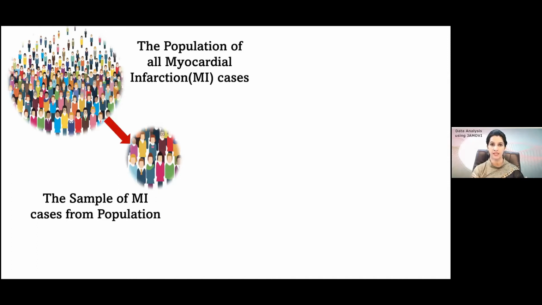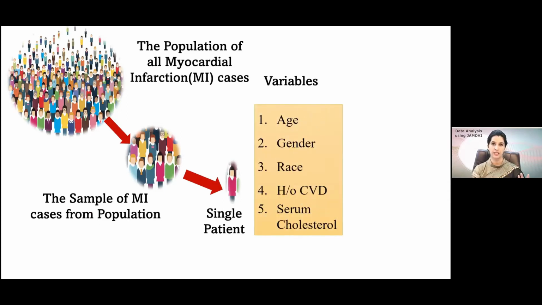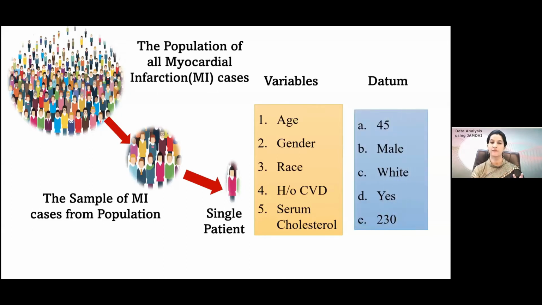Out of those samples, if I'm talking of a single patient, then this patient has these variables: there will be some age of this person, he or she will be of some gender, a particular race, there might be some history of cardiovascular disease present or absent, and there will be some value of serum cholesterol. So out of that population, I have taken out a sample. And if we talk about one person in that sample, we call it a datum.